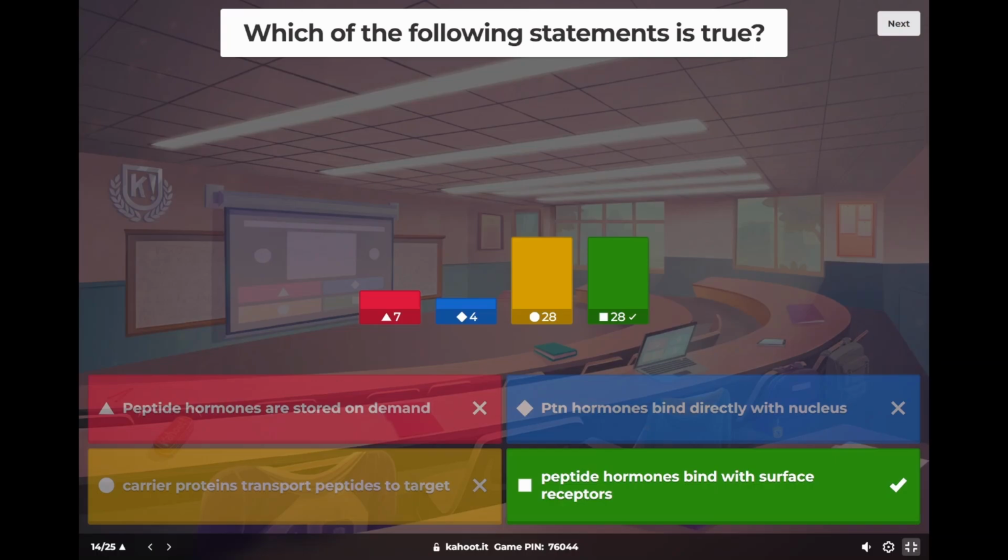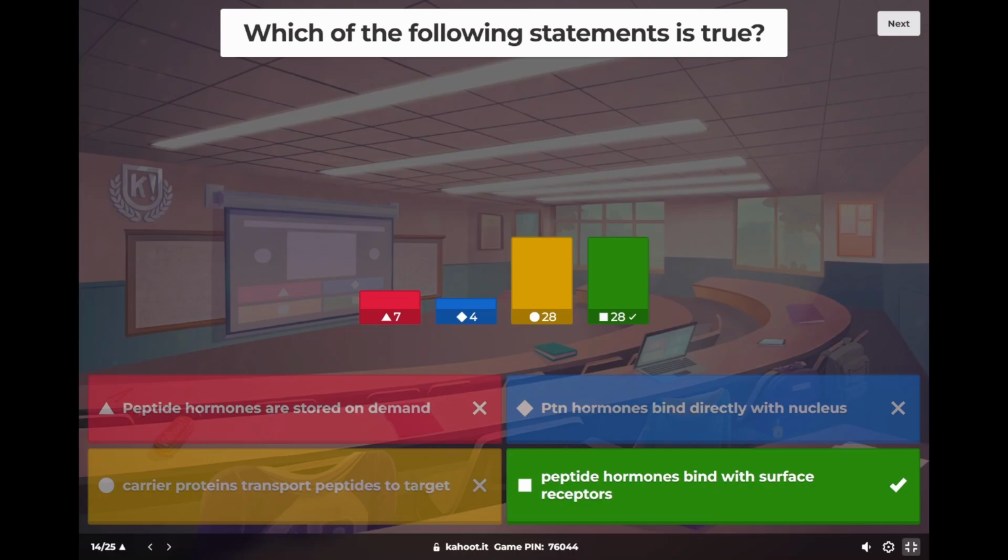But peptide hormones bind to surface receptors, triggering those secondary messenger systems. So make sure you remember the secondary messengers that they can influence. And what do secondary messengers do? Amplify the signal that these peptide hormones bind. Yes? So which one is stored on demand? Those are your steroids. They make them only when you need them. And then everything else is made and stored in vesicles waiting for release.